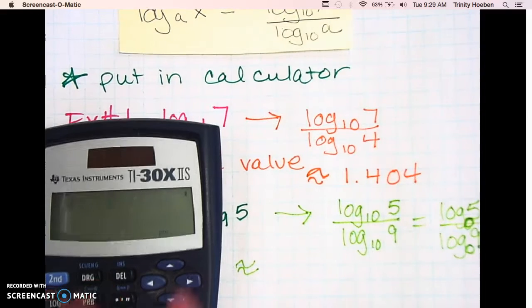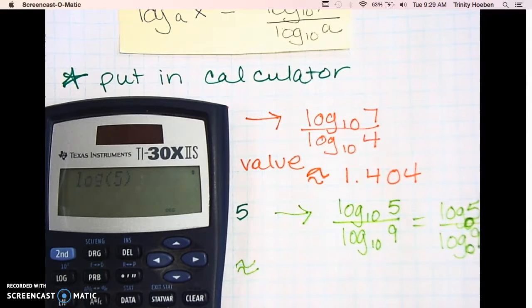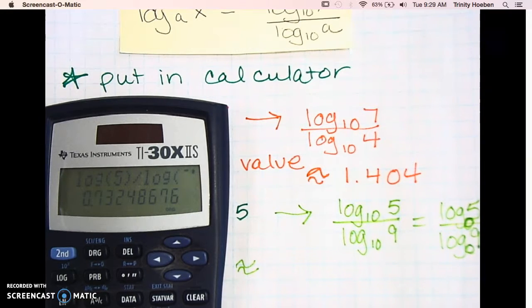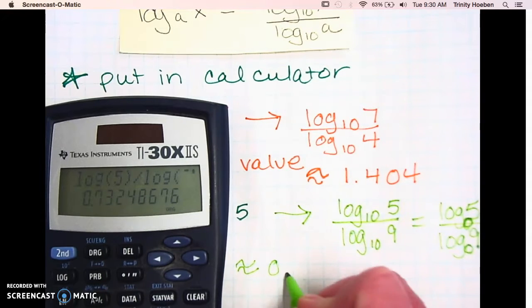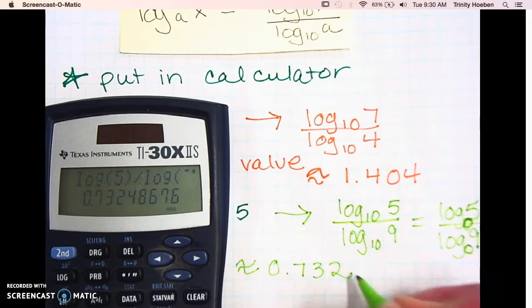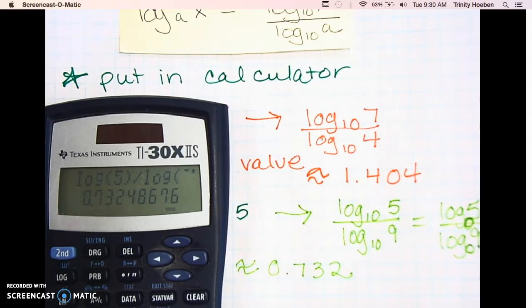So you're going to do log of 5 divided by log of 9. Hit the equal sign, and we're going to round it. After the decimal here, we've got 732. It's either going to stay or round up. In this case, there's a 4 next to it, so it stays. So 0.732.